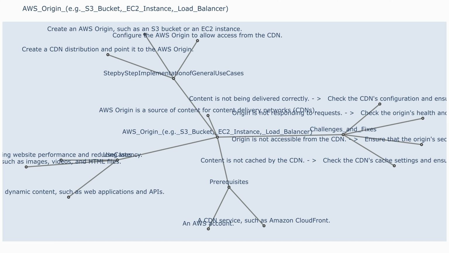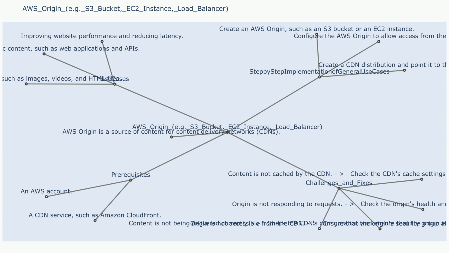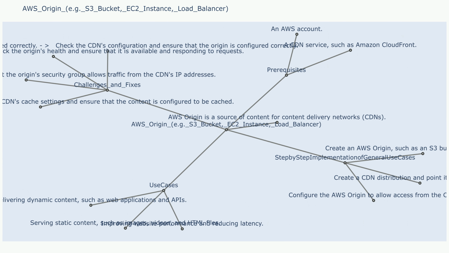AWS Origin, S3 Bucket, EC2 Instance, Load Balancer. Description: AWS Origin is the source of content for content delivery networks (CDNs). It's a location where your website or application's assets, like images, videos, HTML files, etc. are stored, and from where they are delivered to end users via the CDN.